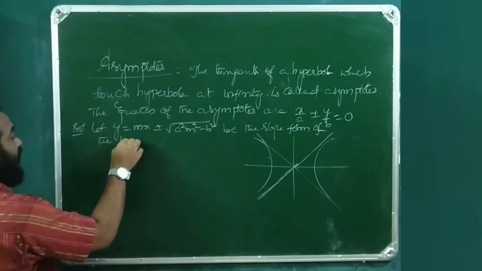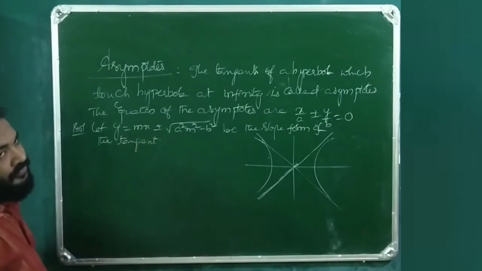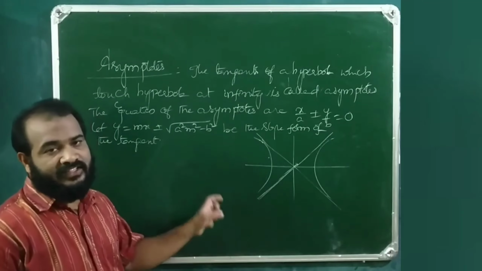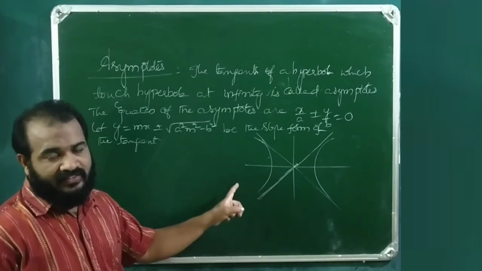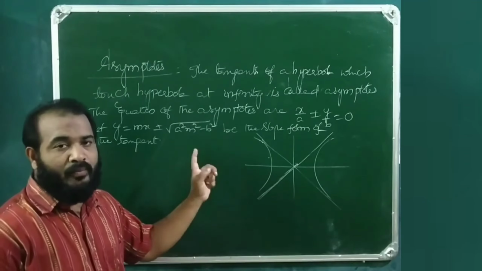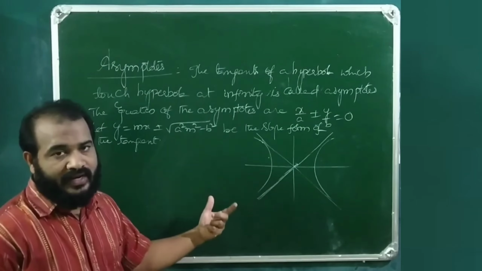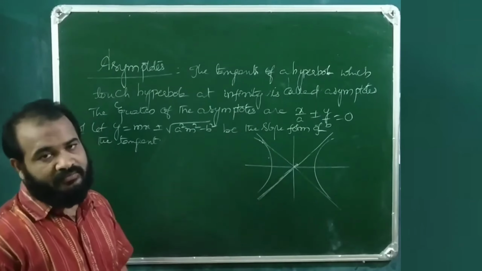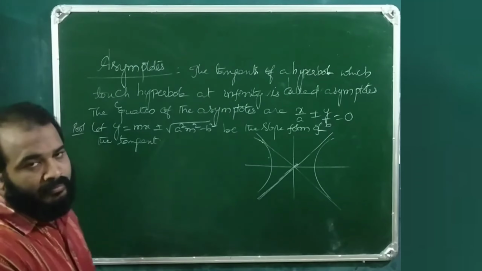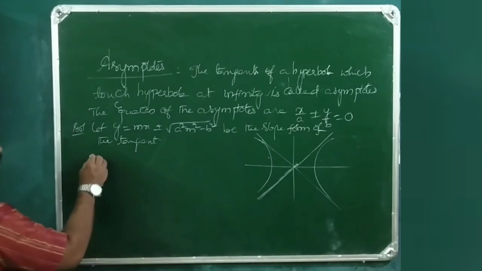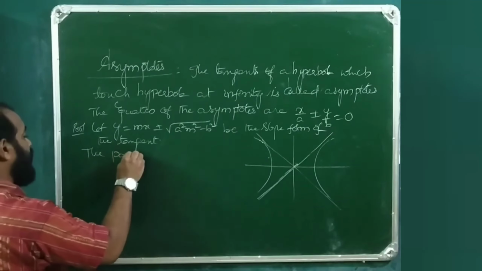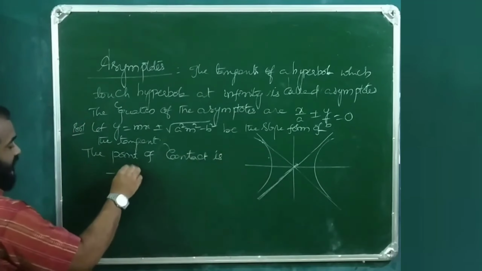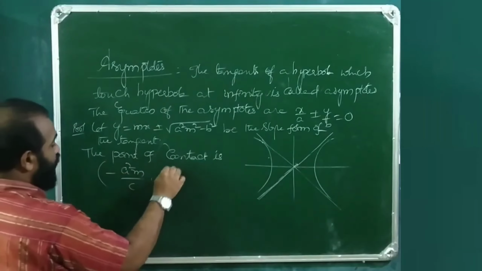Let m be the slope form of the tangent. We have already derived the condition of tangency for the hyperbola and the line: c square equals a square m square minus b square, and the point of contact is minus a square m by c comma minus b square by c.